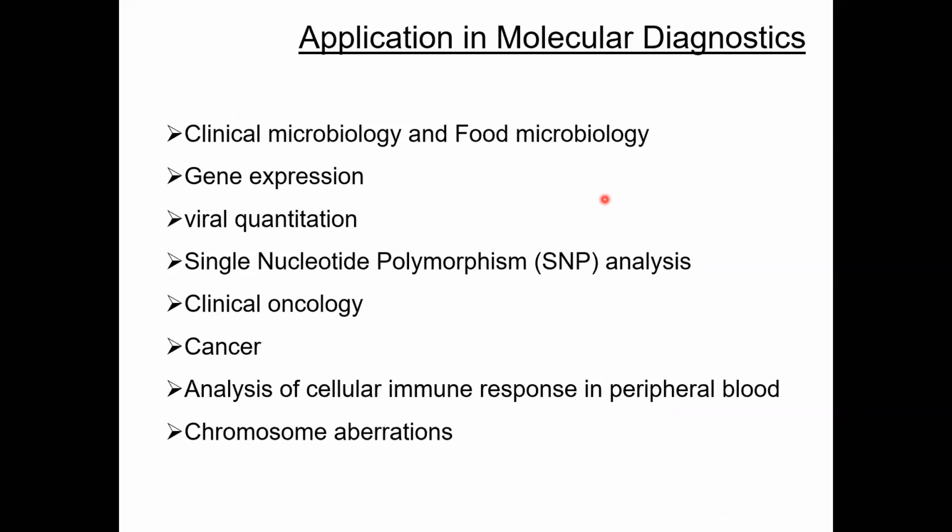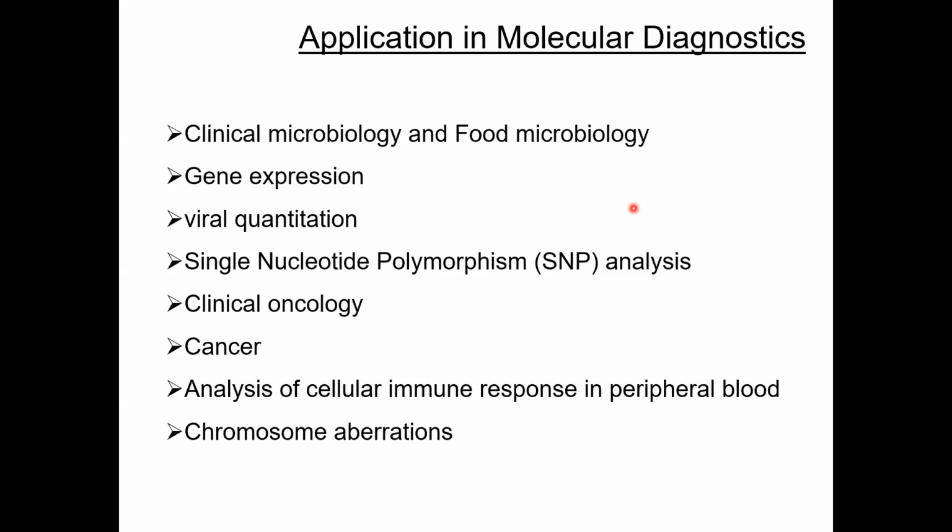Now, applications in molecular diagnosis: you can have clinical microbiology or food microbiology, where you want to detect pathogens by PCR. You can do gene expression of pathogens, like I talked about. For a virus like COVID-19, which is currently going on, this is an RNA virus, so you have to run reverse transcriptase PCR, and then run it in real-time PCR. Then you see the expression.